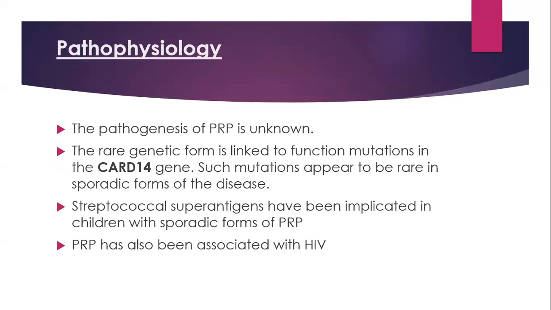Pathophysiology. As I've stated before, the pathogenesis of PRP is mainly unknown. A rare familial or genetic form is linked to a functional mutation in the CARD14 gene. Such mutations are rare in the sporadic form of the disease. Then there is a theory that streptococcal superantigens are implicated in children with a sporadic form of PRP. Then PRP is associated with HIV. That's why the 6th clinical subtype is introduced, which is PRP with HIV infection.